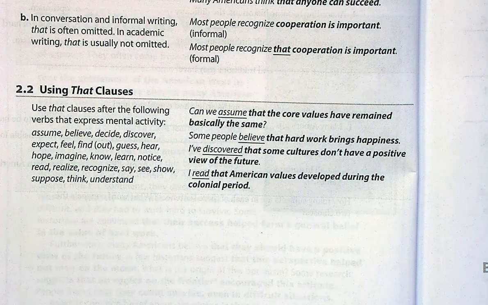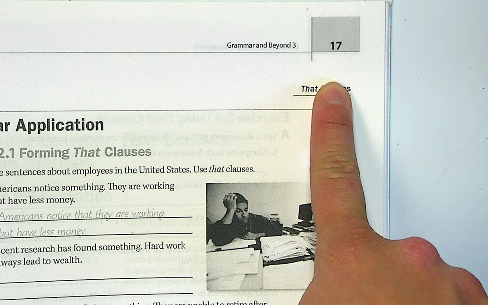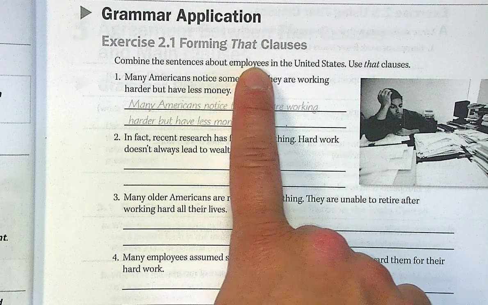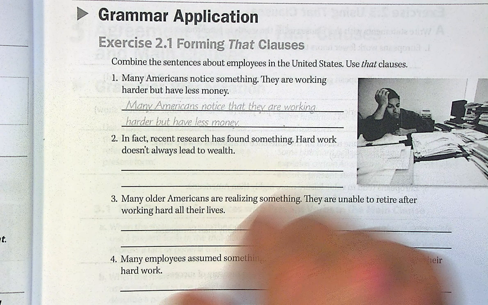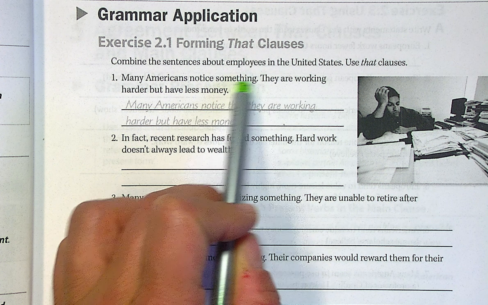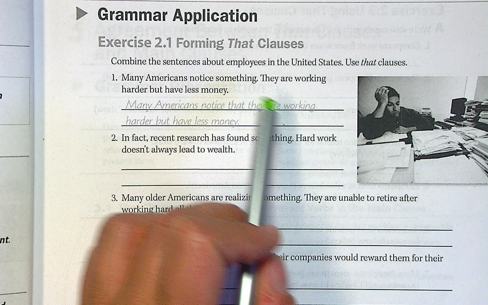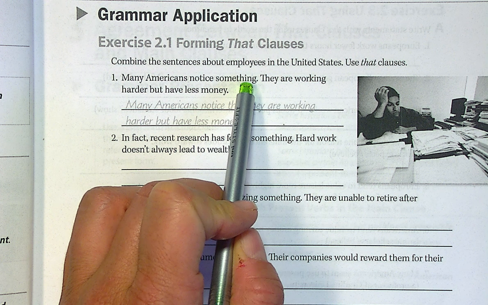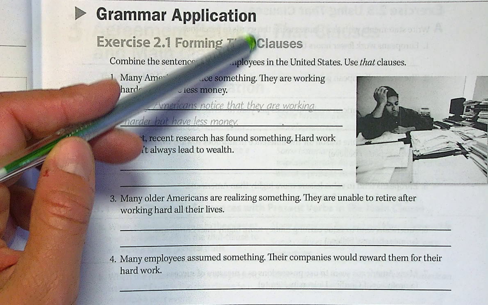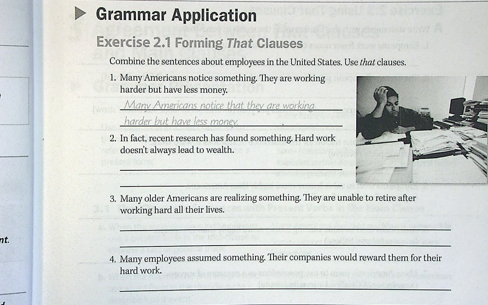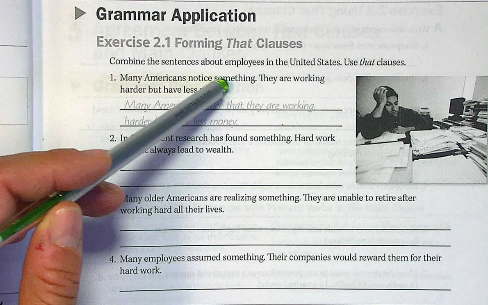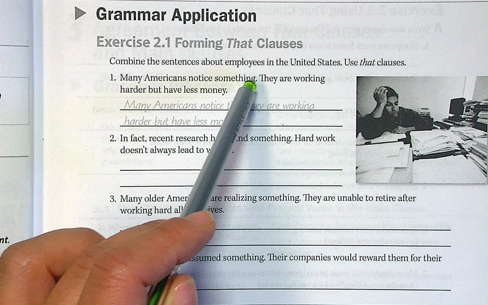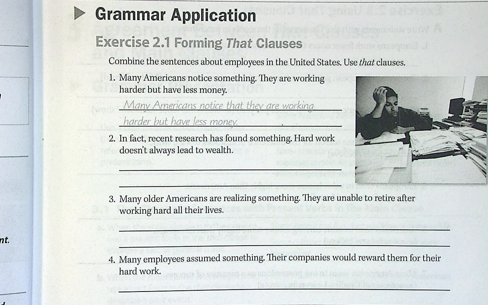On the next page, page 17, in your supplement, we've got exercise 2.1, forming that clauses. Combine the sentences about employees in the United States. Use that clauses. Here we have the example, many Americans notice something. This is a noun. What do they notice? They are working harder but have less money. So we are going to take out this general noun, something. It's not necessary. And we are going to use our noun clause grammar with that to replace this noun. It functions like a noun, so we're replacing this noun. Many Americans notice that they are working harder but have less money. So we're using the second sentence and we're replacing the word something by using a that clause to make a noun clause.